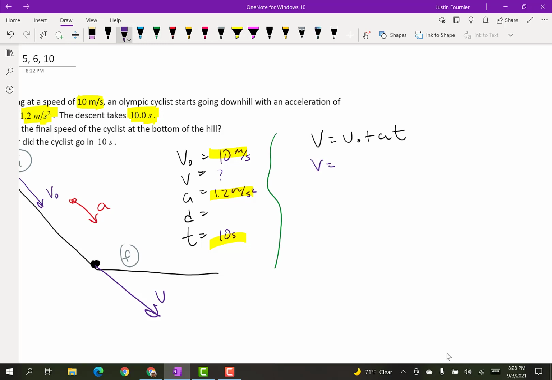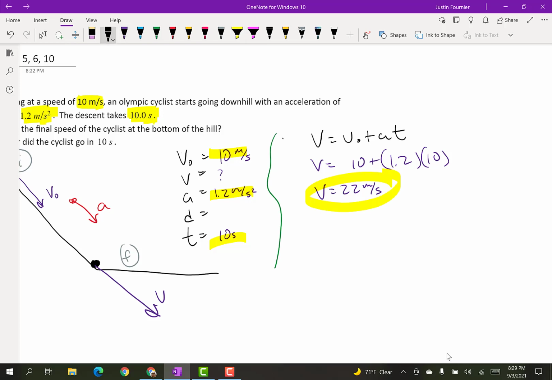So getting the final velocity, the initial velocity is 10 meters per second, the acceleration is 1.2 meters per second squared, and the time is 10 seconds. Plugging all that in, 1.2 times 10 is 12, plus 10 is going to be 22. So the velocity is 22 meters per second.